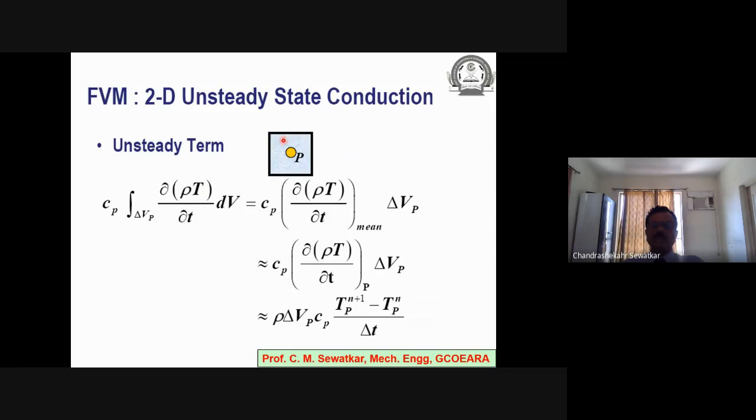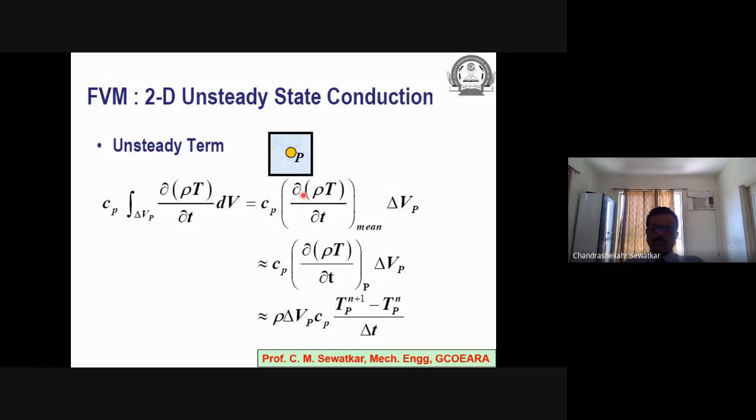So what we do, we assume that there is a certain mean value of that del by del T of rho T. And that mean remains constant for a particular time instant. And thus we take it out of the integral sign. What is left inside the integral sign is dV. And then integral of dV is delta Vp. So my equation changes to Cp into del by del T of rho T mean into delta Vp.